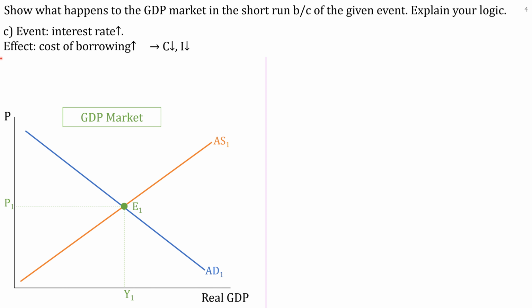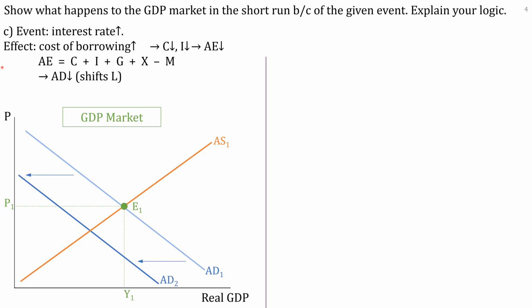Whenever you see C and I, what it means is that we are talking about the aggregate expenditure. So you write the formula to show your thinking process. And because the C and I are going down, the AE as a whole is going down. So because there's less spending in the economy, there's going to be less demand. So the demand curve is going to shift to the left. So you show your arrows, you draw a new one, you do the labeling, and you find the new equilibrium corresponding to the price and the GDP. So if you compare P1 and P2, you see that it's going down, and Y1, Y2, it's going down also.